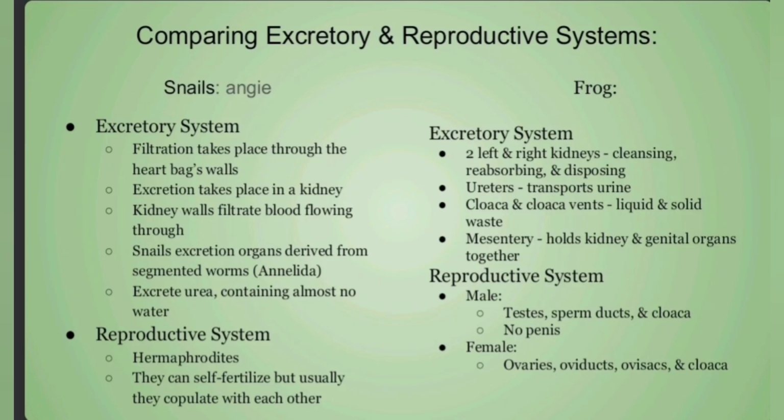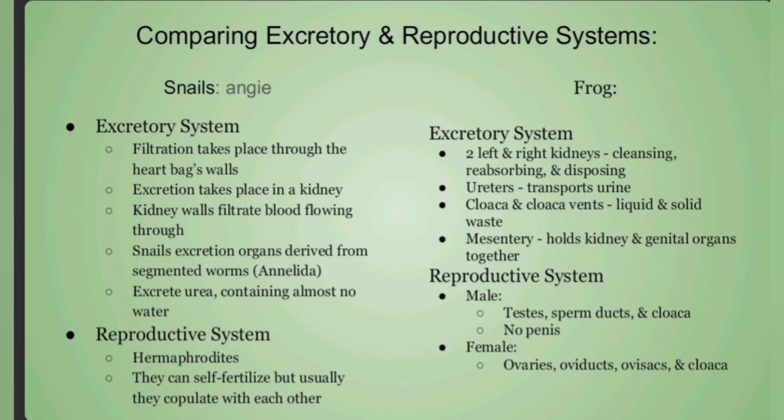The frog's system is made up of two left and right kidneys that take care of cleansing the blood from waste, reabsorbing water and salts, and also disposing liquid waste through urine. A pair of ureters transports urine up to the urinary bladder, and then solid waste in the large intestine goes into the cloaca and the cloaca vent. The mesentery is what keeps the kidneys and genital organs together.